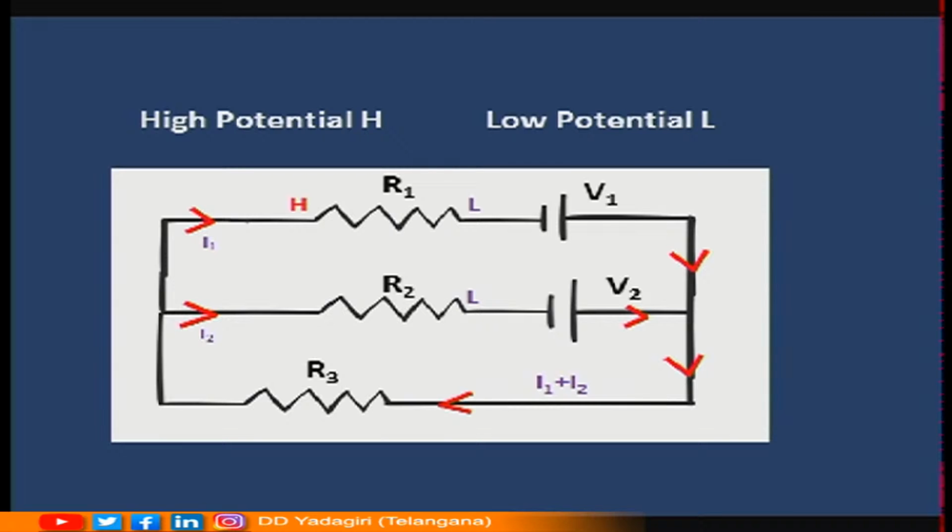Now, at R1, we see that high potential H is marked and low potential L is marked at R1. Similarly, mark low potential and high potential at V1, high potential and low potential at R2, low potential and high potential at V2, and similarly, high potential and low potential at R3. So, after marking high potential and low potential points across various components, now let us write the equations.